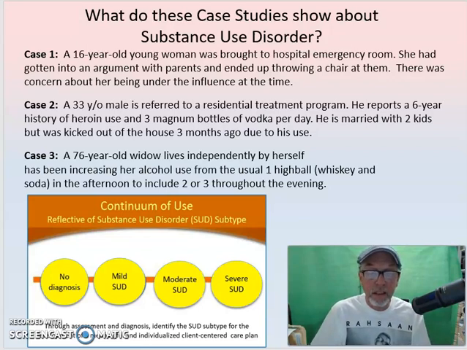And case 3 is about a 76-year-old widow who lives independently by herself. She's been increasing her alcohol use from the usual 1 highball in the afternoon to now include 2 to 3 throughout the evening because she says it helps her sleep.